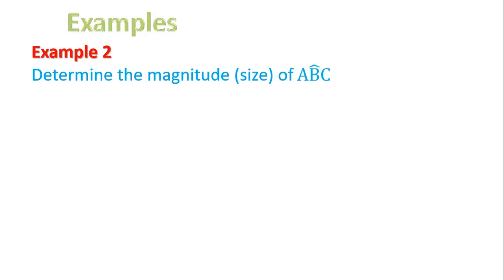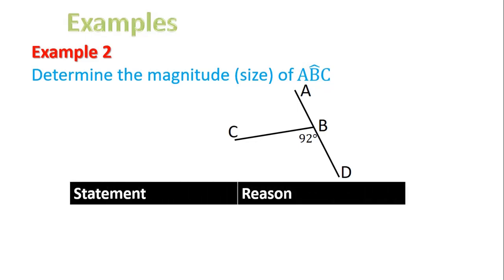Let's look at example 2. Determine the magnitude or the size of angle ABC. And here is my diagram. Again, we have 92 and they want us to figure out how big ABC or the angle ABC is. So let's put in our structure, our statement and our reason.